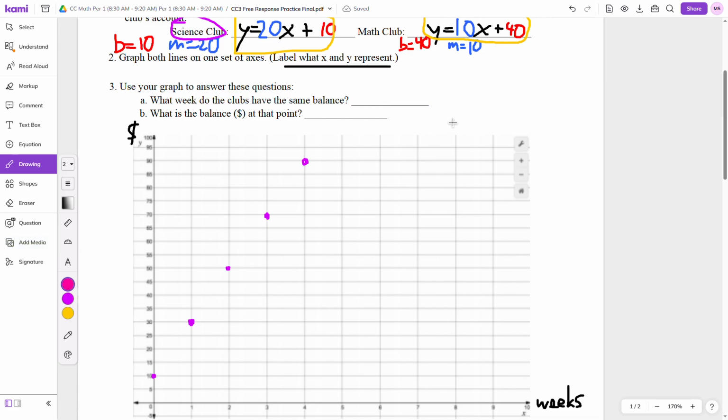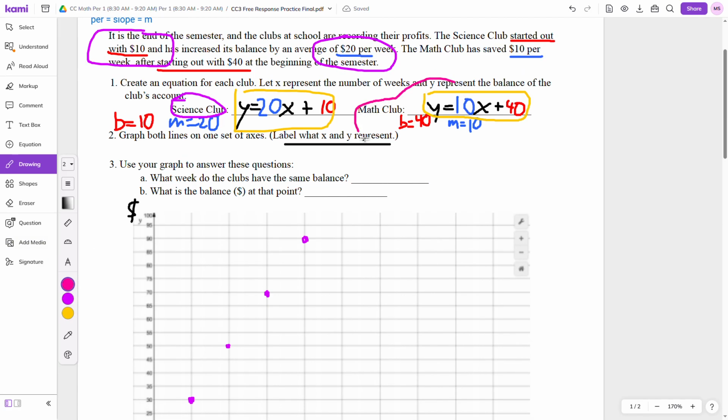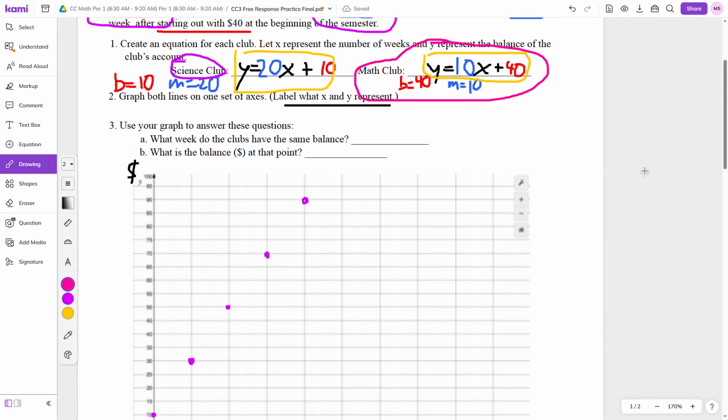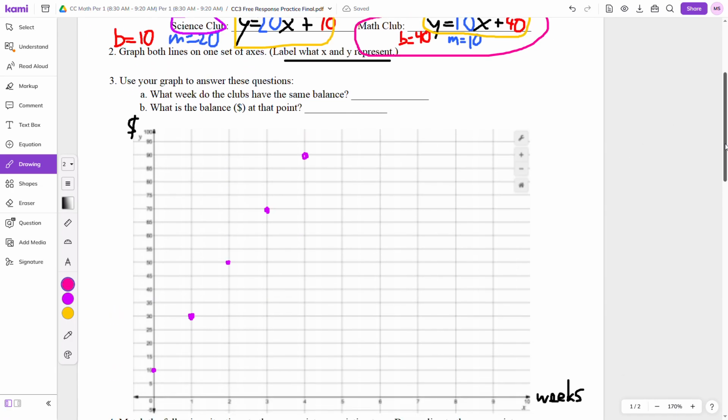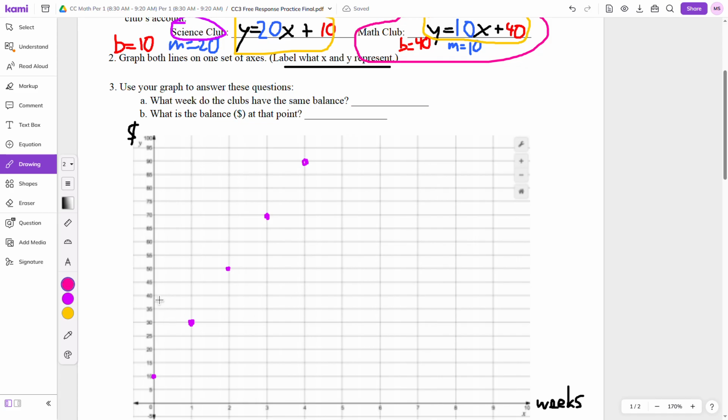The math club, this one right here, right? They start with 40. So if they start with 40, then we're going to put a little dot right here. And then remember, they get $10 per week. So after 1 week, they'll have 50. And then they'll have 60. And then they'll have 70. And then they'll have 80.